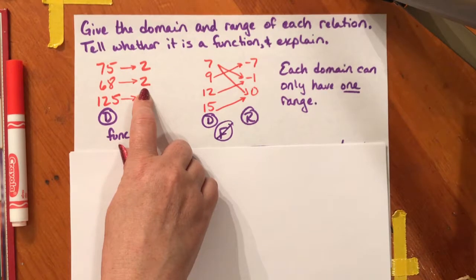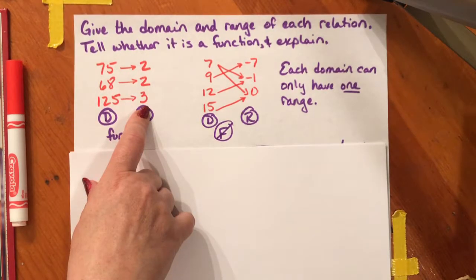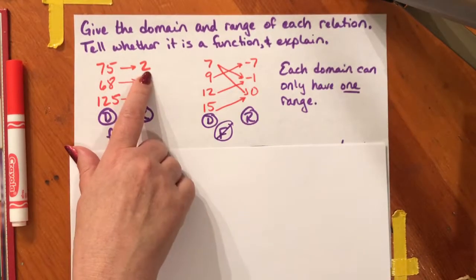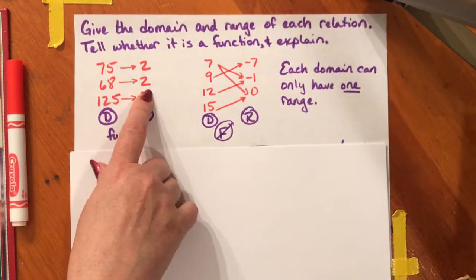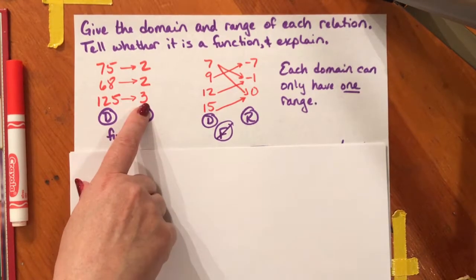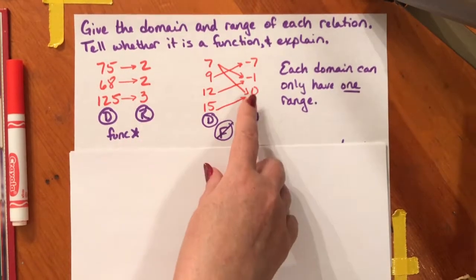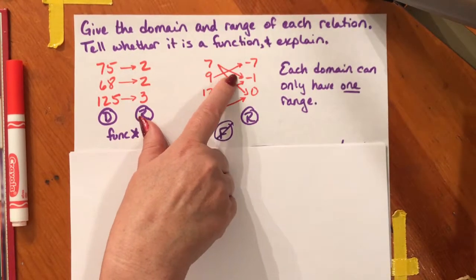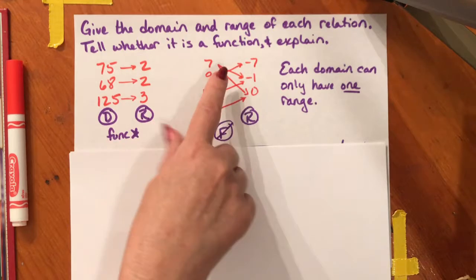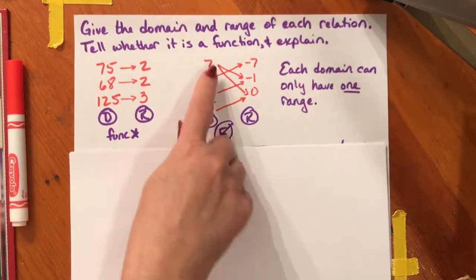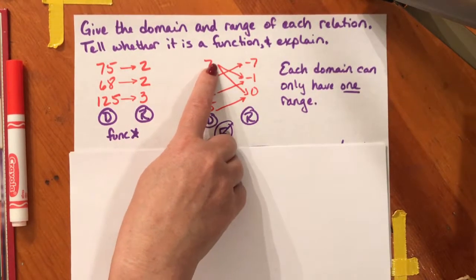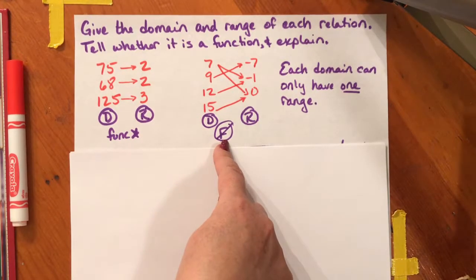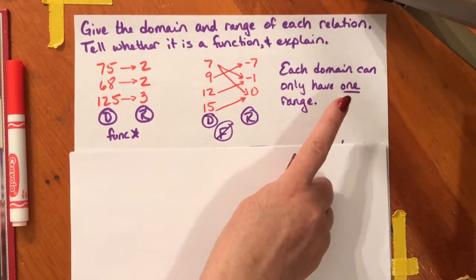Let's say the function is that a bus carries 45 kids. If I have 75 kids, I need 2 buses, and if I have 68 kids, I need 2 buses, but if I have 125 kids, I need 3 buses. So, the second one, you can see how the 7 either gives us a -1 or a 0. These are our domains, but one of our domain numbers, one of our x's gives us more than one y. That means this is not a function. Each domain can only have one range.